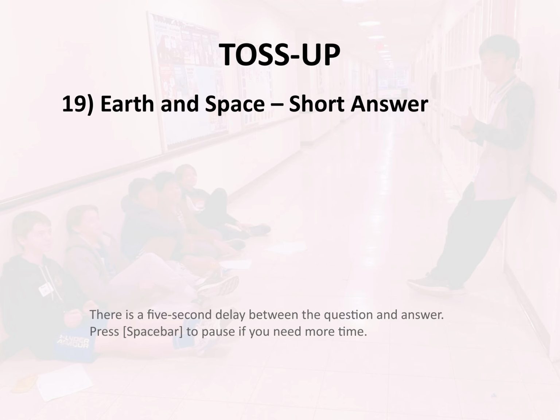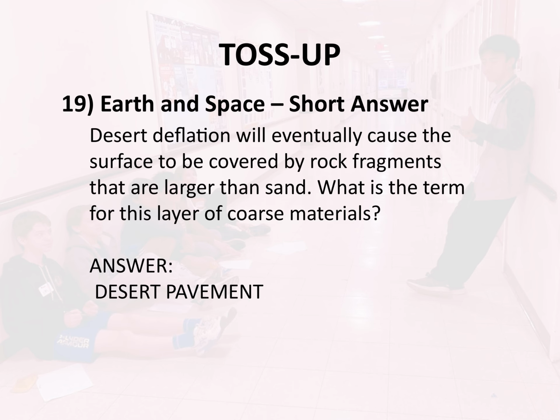Toss-up 19. Earth and space, short answer. Desert deflation will eventually cause the surface to be covered by rock fragments that are larger than sand. What is the term for this layer of coarse materials? Answer. Desert pavement.